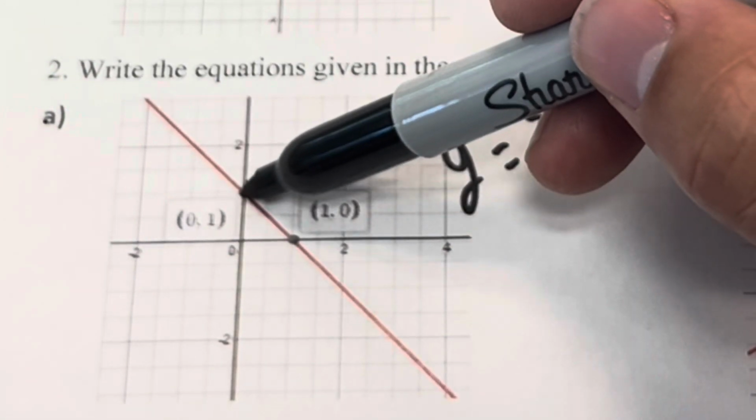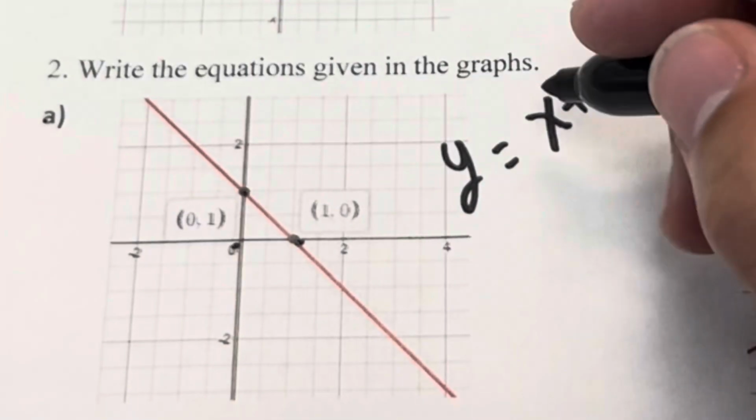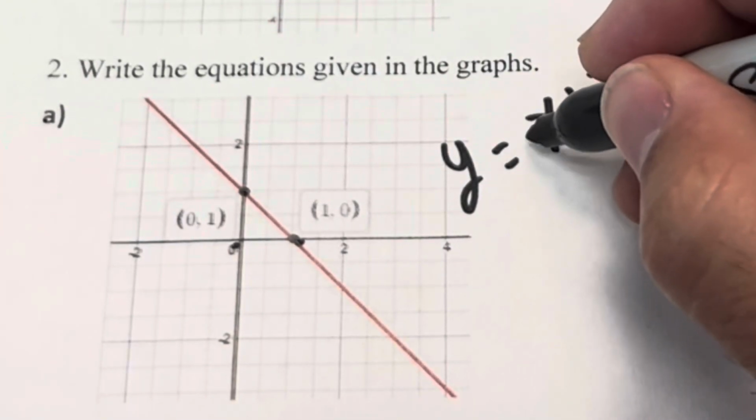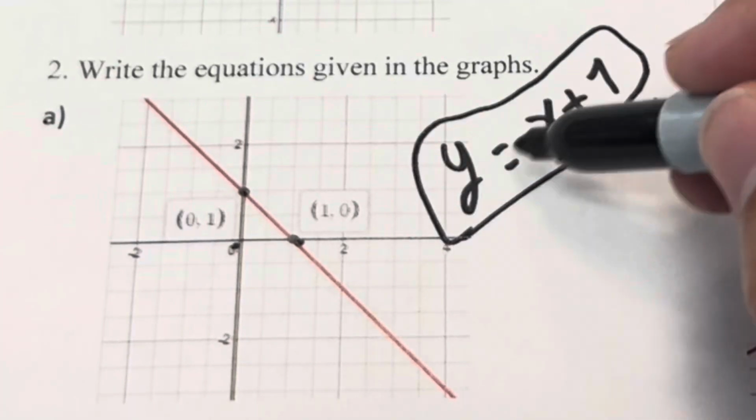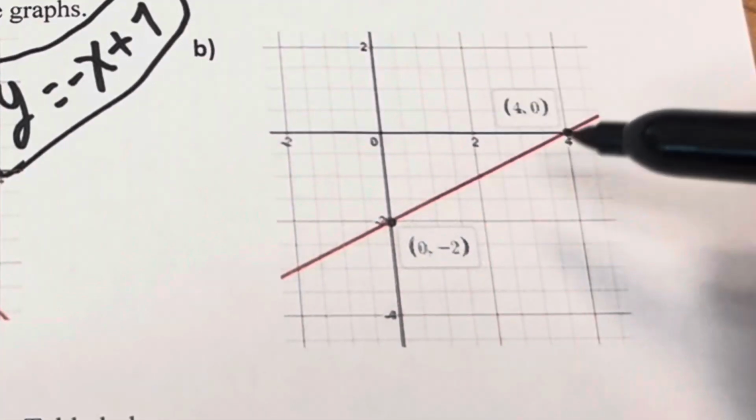The slope is 1 down, 1 right. The slope is minus 1, which we only write as minus. So y equals minus x plus 1. So this is the equation for this graph. Let's go to this one.